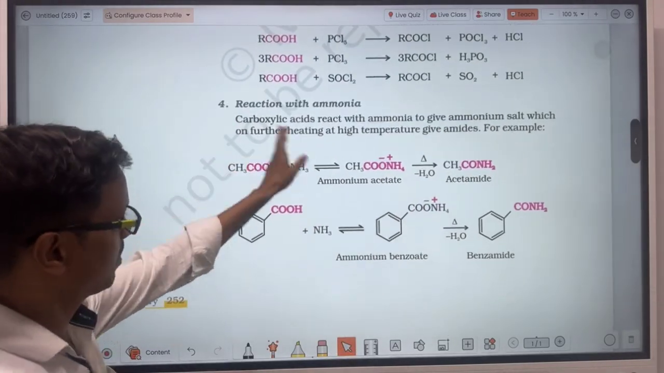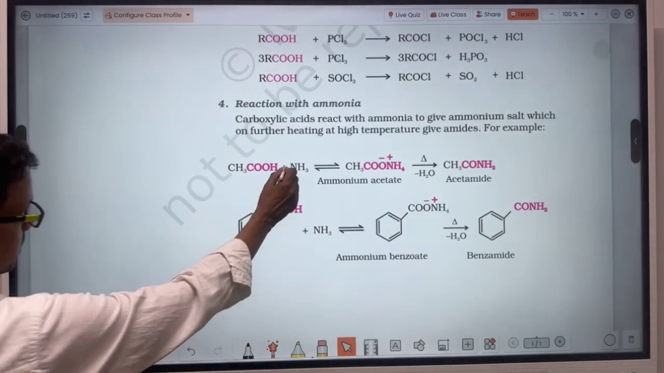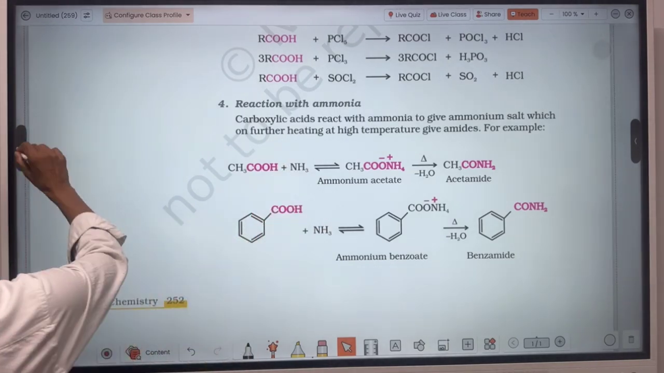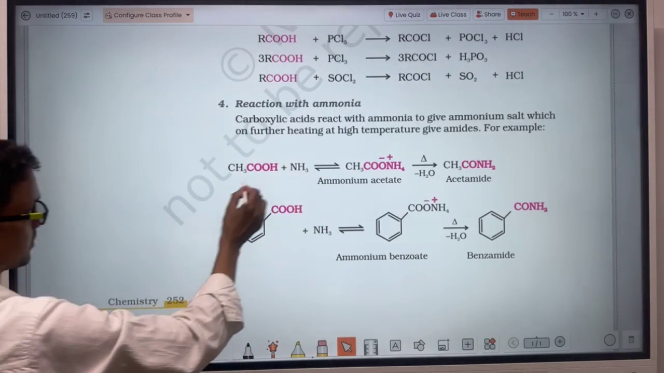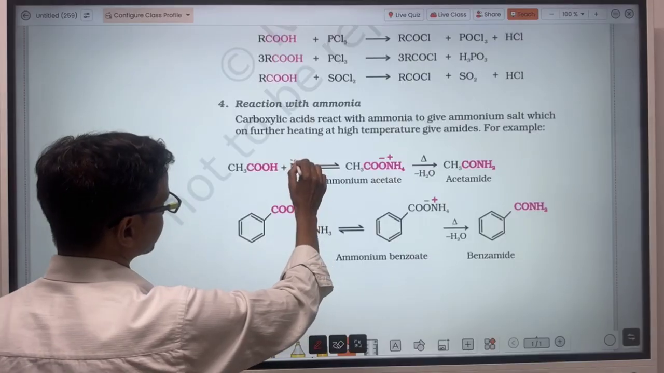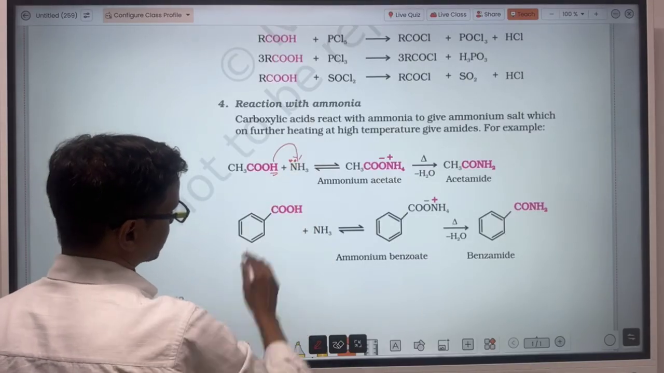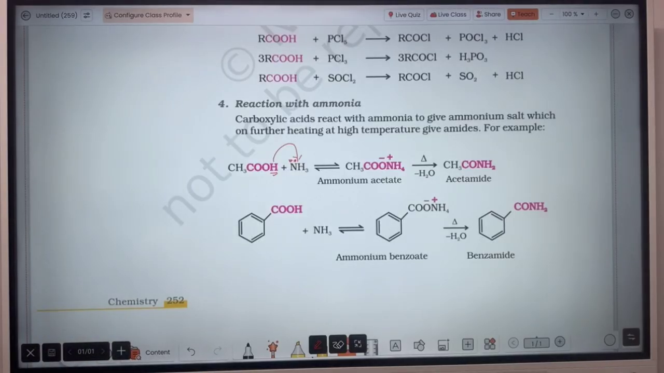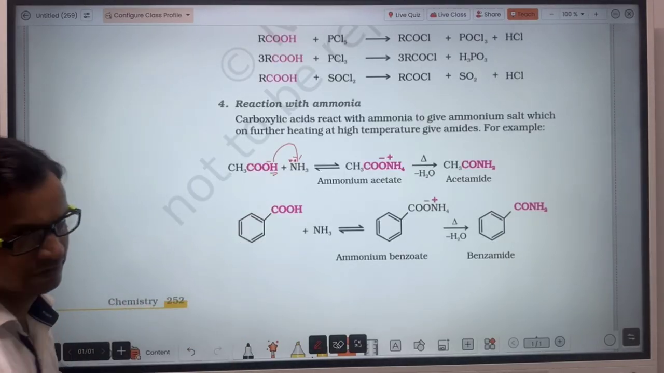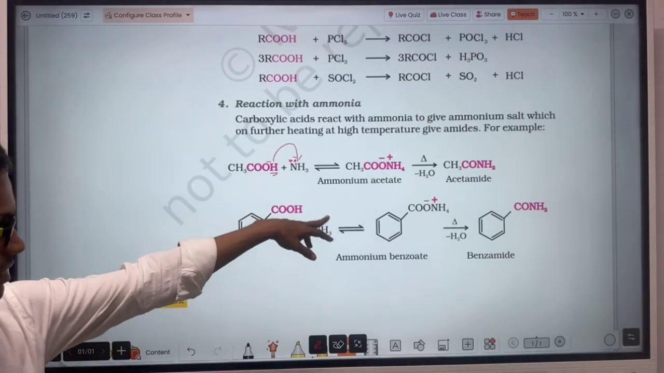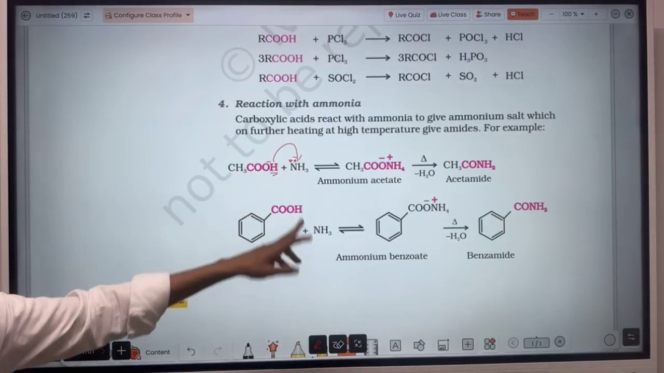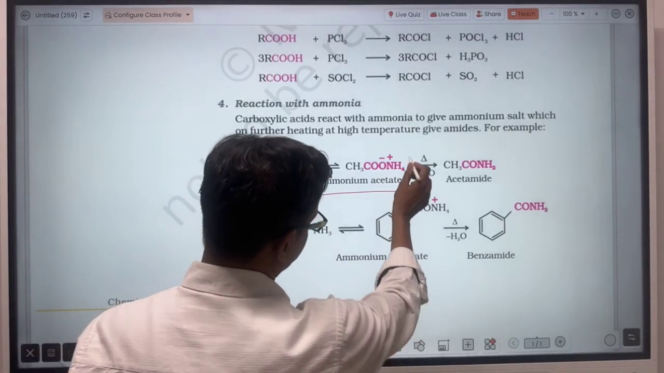Then after this, reactions with ammonia. So what happened here? In nitrogen there is a lone pair of electron. There is a lone pair of electron at the nitrogen. So this H plus will combine to this ammonia, that become NH4 plus, and here negative sign will be there. H plus here gone, so negative sign will appear here. So that's why ammonium acetate here formed.